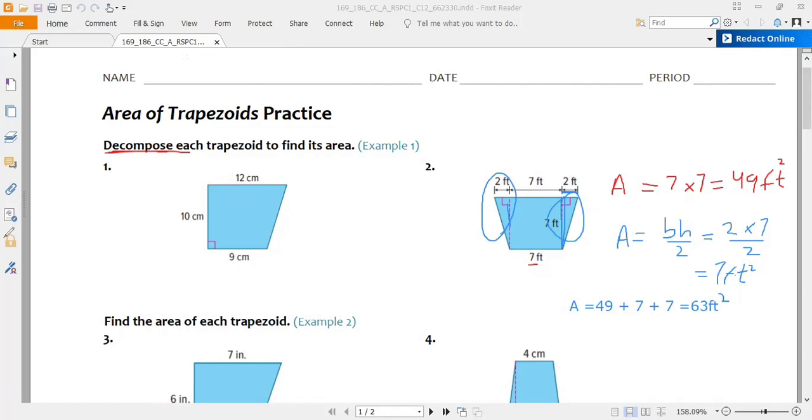Now let's move toward the interesting question, which is question number 1. You will see how we can decompose the figure and find its area. Look at this one. This figure is again a trapezoid. We have a 12 centimeter base, a 9 centimeter base, and we are given just one height. We are not going to use the rule. We will decompose this figure, and how we decompose it: we will draw a line from one vertex of the base to the other base.